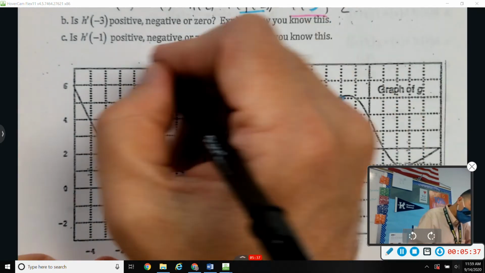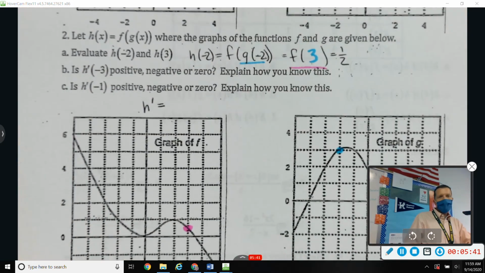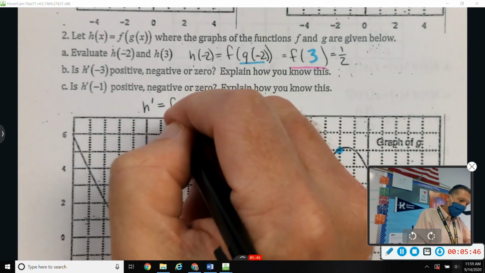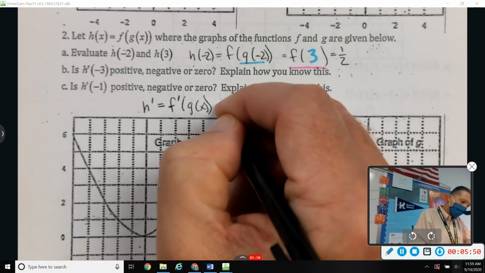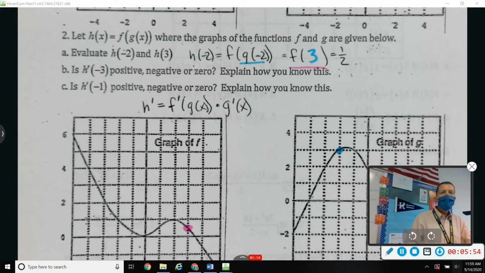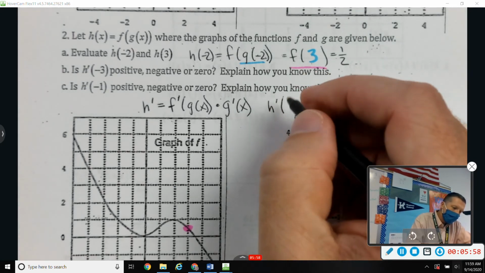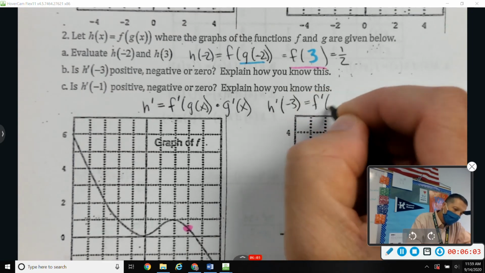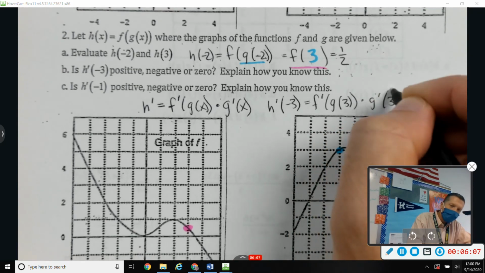H prime, and then we'll be done for now. H prime, okay, this is going to be a Tootsie Roll Pop situation. I got to work on the outside first. So f prime of g of x, chain rule, times g prime of x. So when it comes to 3, it means I got to do f prime of g of 3 times g prime of 3.